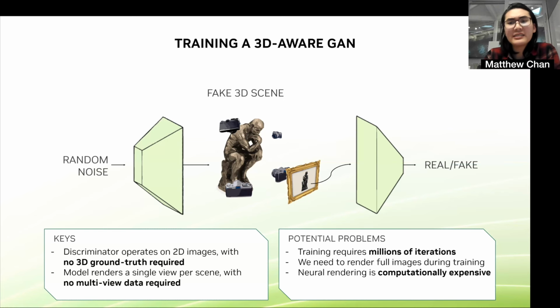This method doesn't come without its drawbacks, though, primarily in computational cost. GAN convergence, so GAN training, can often require as many as 25 million synthesized images or more to converge. That's quite a lot. Further, this type of training often requires rendering the entire image every time we want to do it. And neural rendering, especially in a fully differentiable fashion as we do, is also very computationally expensive.